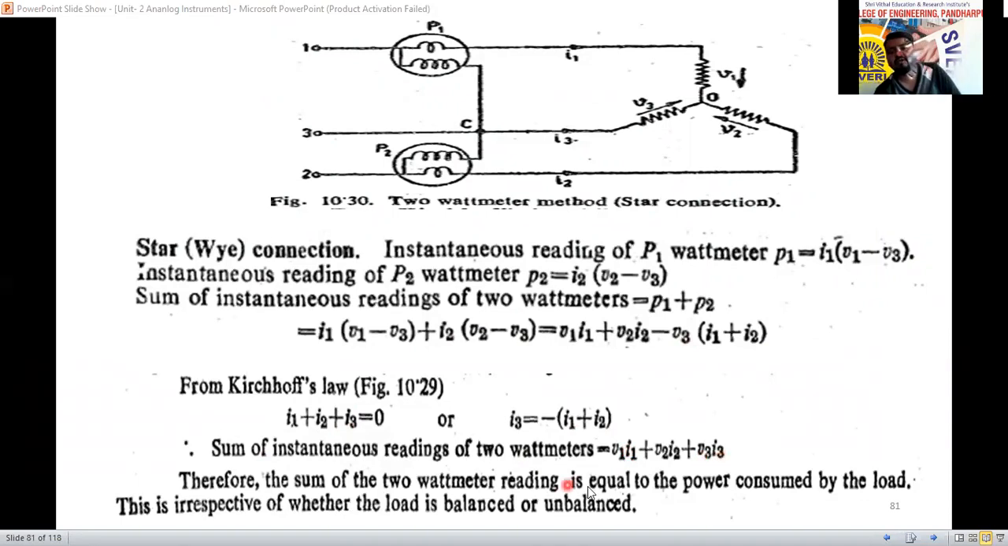Therefore, the sum of the two wattmeter readings is equal to the power consumed by the load. This is irrespective of whether the load is balanced or not. We are going to get the power P equal to V1 I1 plus V2 I2 plus V3 I3. If it is not balanced, we will get different answers: power 1 is different, power 2 is different, power 3 is different. If it is balanced, all the powers are equal. So this part is complete.